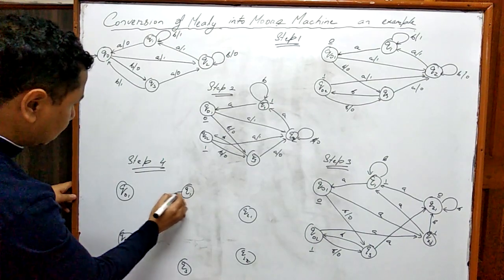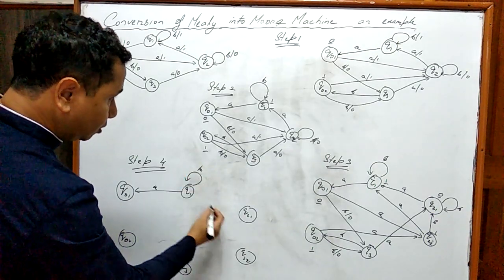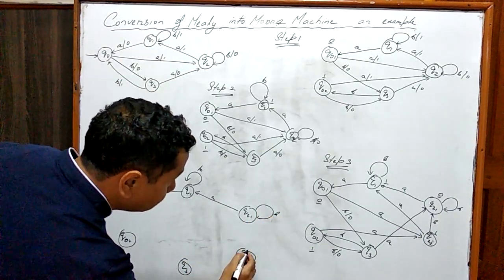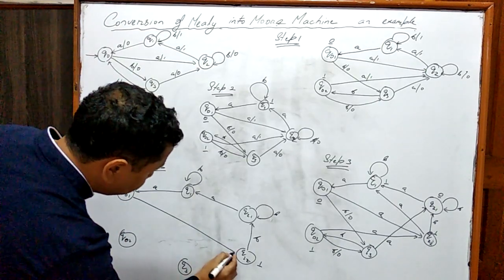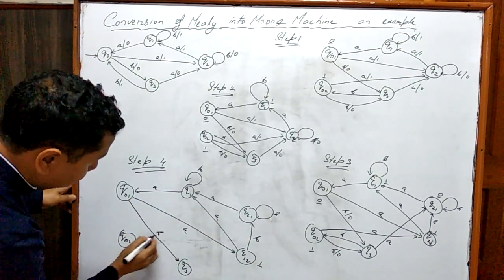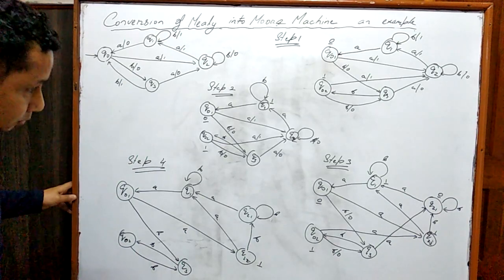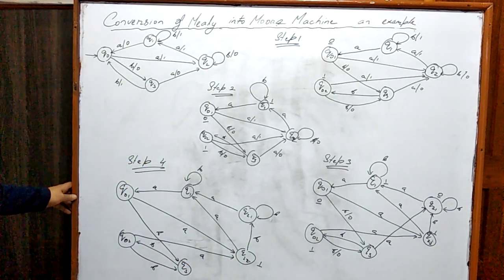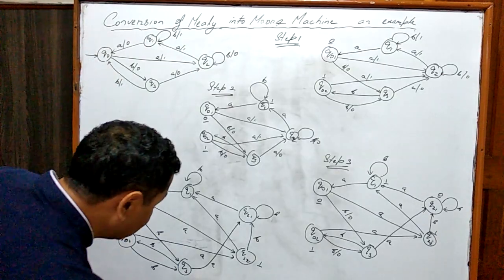So now we get the final diagram. Rest of the things remain the same. A, this is B, this is A, this is B, this is B, this output is 1, that is A, that is A. From here it is going as B. From here it's coming here as B. From there it's going as B. Then from here it's going there as A. And from here it is going there as A.